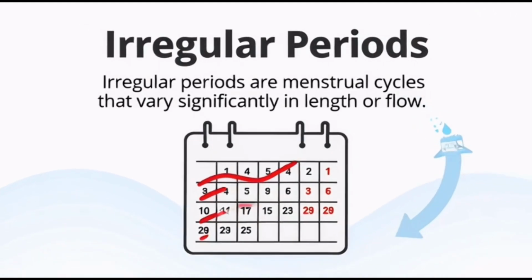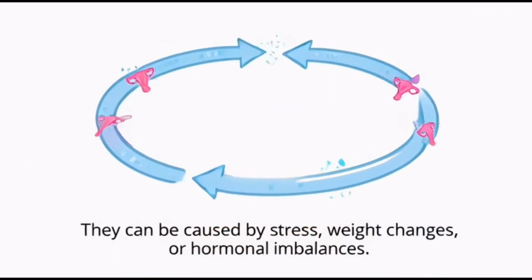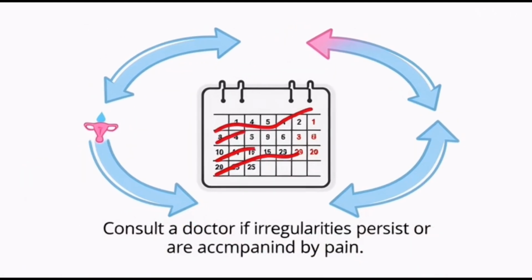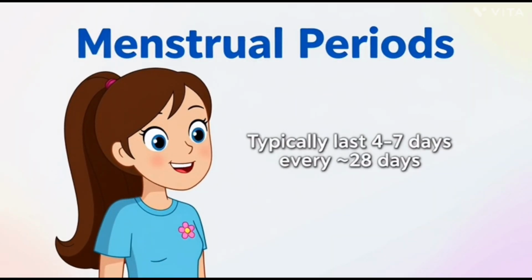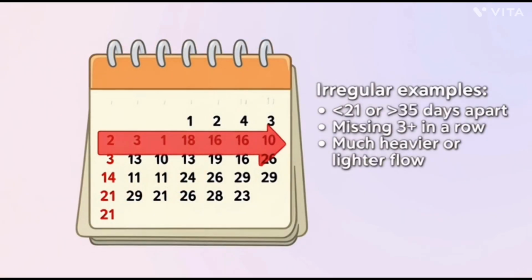Irregular periods vary in length or flow. Stress, weight changes, or hormones can cause them. See a doctor if they persist or cause pain. Menstrual periods typically last 4 to 7 days and occur roughly every 28 days.